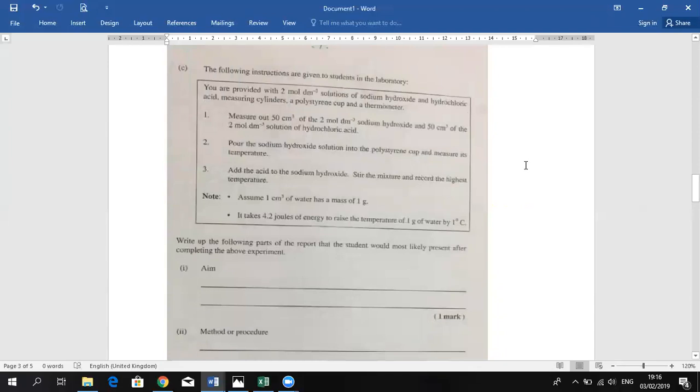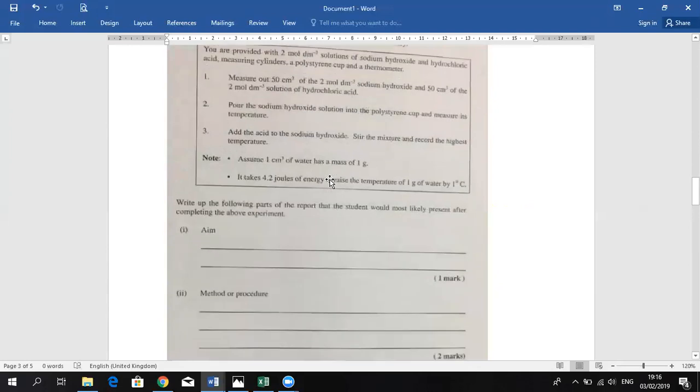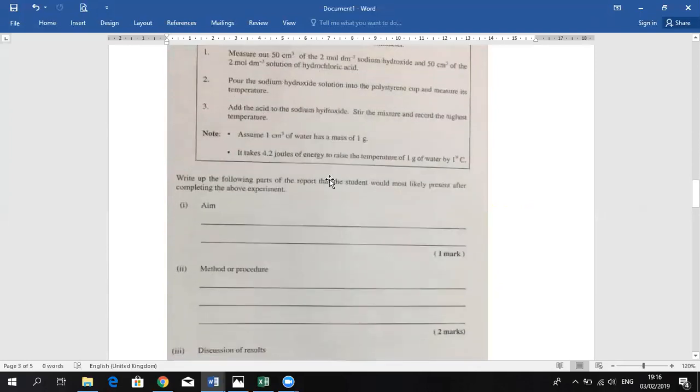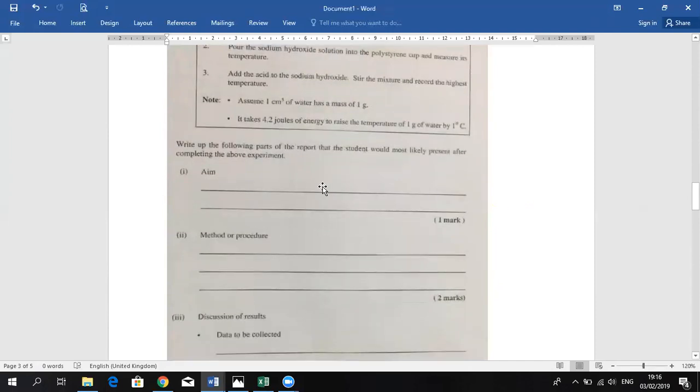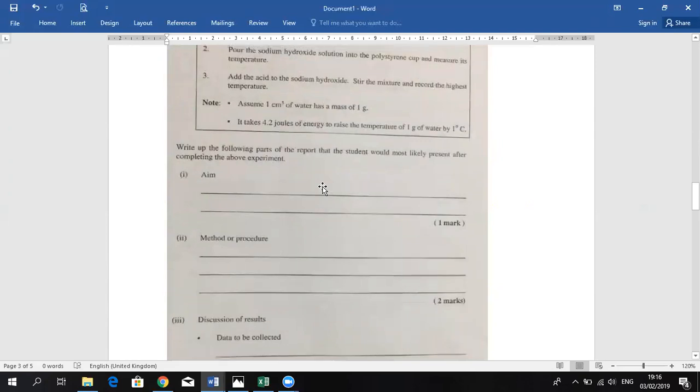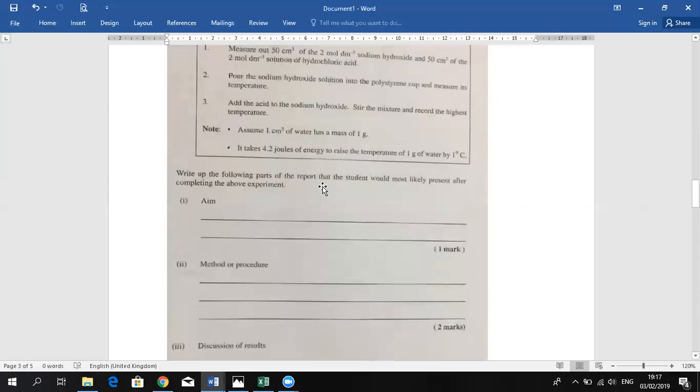This one, I don't know if you're going to get enough time, but it's the same thing. 2 molar solution of sodium hydroxide and hydrochloric acid: measure out 50 of this, 50 of that, pour the sodium hydroxide into a polystyrene cup, measure the temperature, add the acid to the sodium hydroxide, stir the mixture, and record the highest temperature. The aim is to find the heat of neutralization of acid and alkali, or specifically of sodium hydroxide and hydrochloric acid.